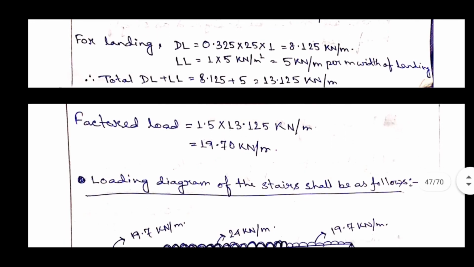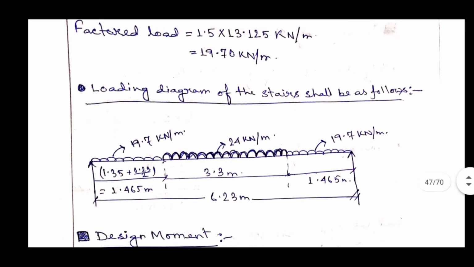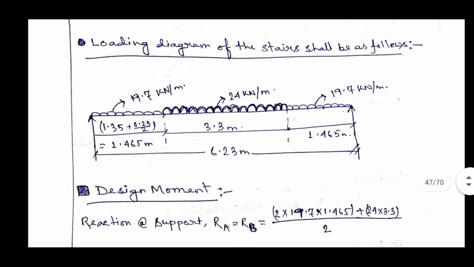Now loading diagram of stairs shall be as follows. As I said earlier, in this waist slab of staircase there is uniformly varying load applied. In landing portion the load is 19.7 kilonewton per meter, and in middle portion 24 kilonewton per meter. So now next step is design moment.